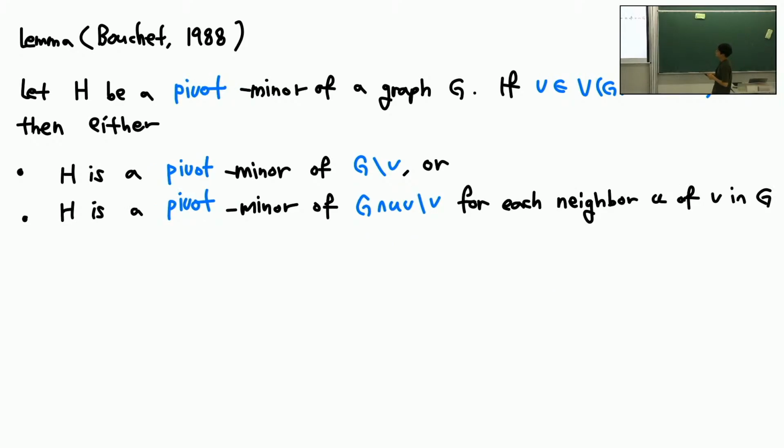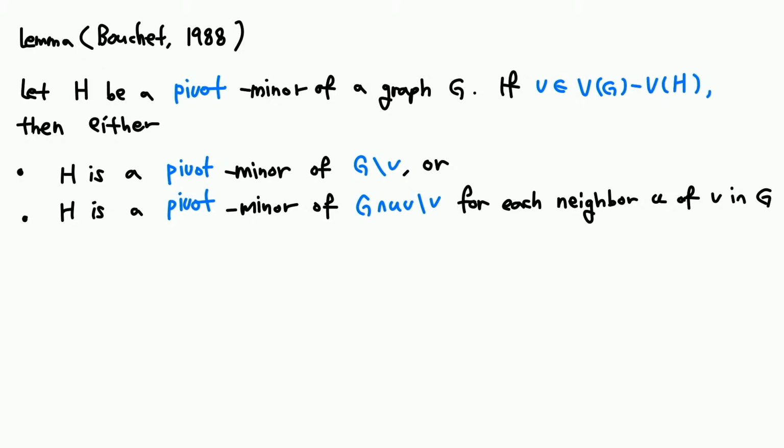There is also a pivot minor version. If we have a pivot minor H of graph G, then for each vertex outside H, at least one of the operations, deleting or pivoting and deleting, preserves H as a pivot minor.